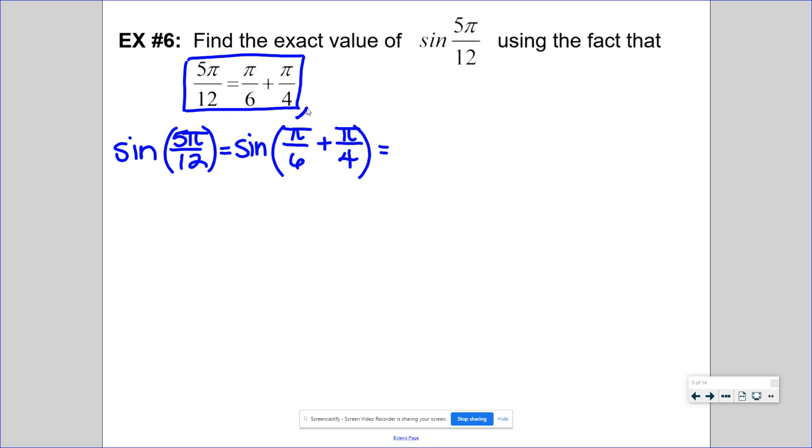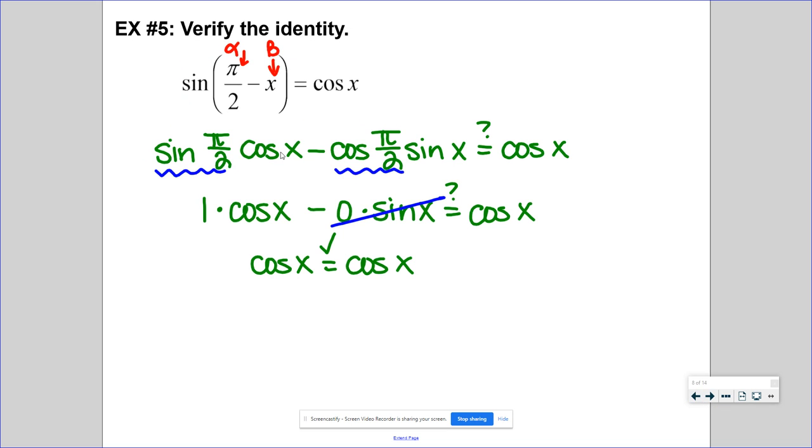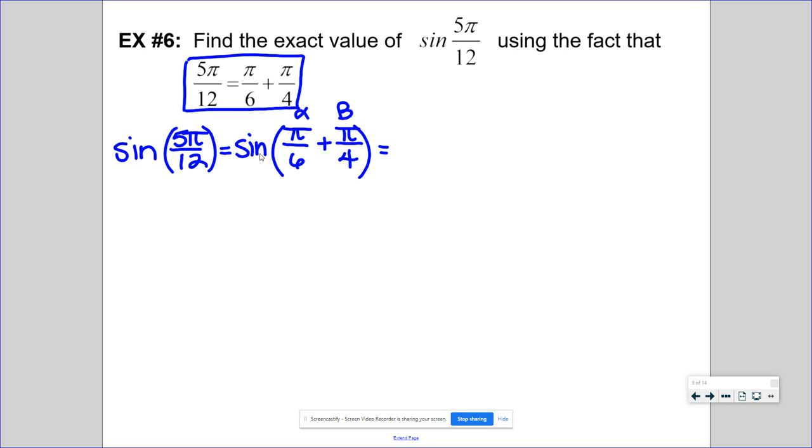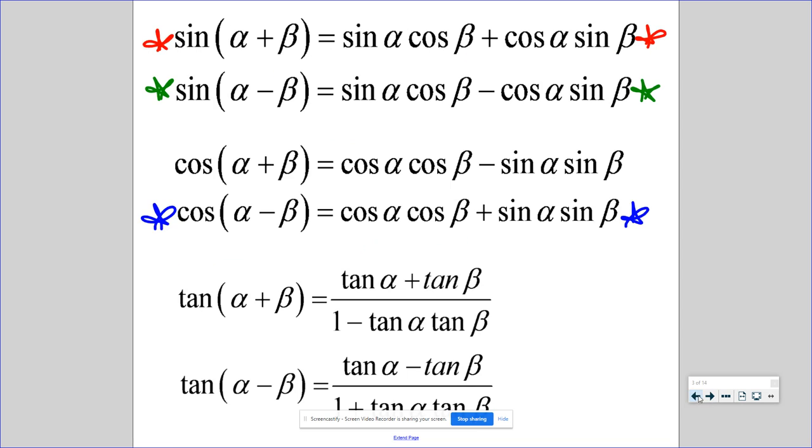So that means that alpha is going to be pi by 6 and beta is going to be pi by 4 in our summation formula. So we're going to go back and we're going to look for the formula that has sine of alpha plus beta. That is this first one at the very top. So we need to set up our equation like sine alpha cos beta plus cos alpha sine beta. We need to set it up like all this.